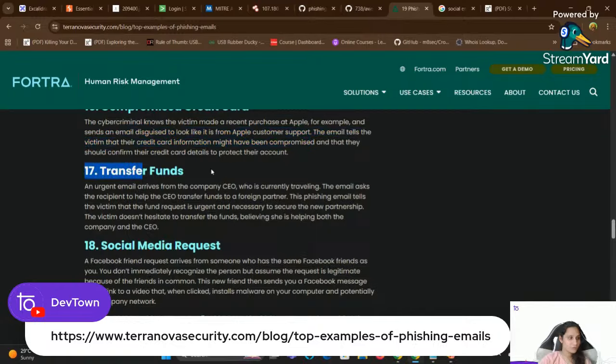And then comes the transfer funds, guys. What does transfer funds mean? Basically, an urgent email arrives from a company CEO. As I stated, this comes under CEO fraud, a social engineering attack, where you receive an email from the CEO of a company who is currently traveling, and they say, I am the CEO of the company, you have to transfer such funds to a foreign partner, and in order to receive that you have to give this information and that information regarding the company as well. So you are losing the company's funds as well as your personal information and the company's information all together.